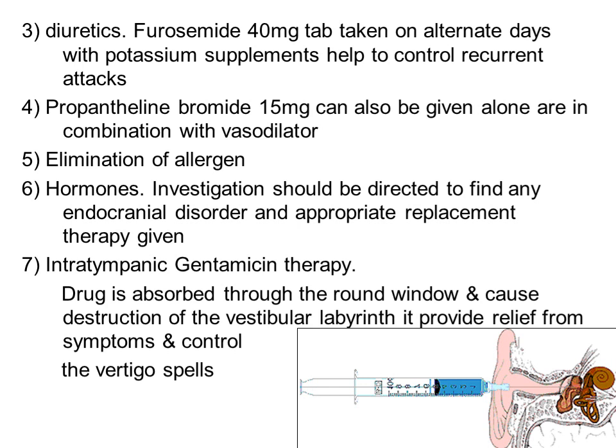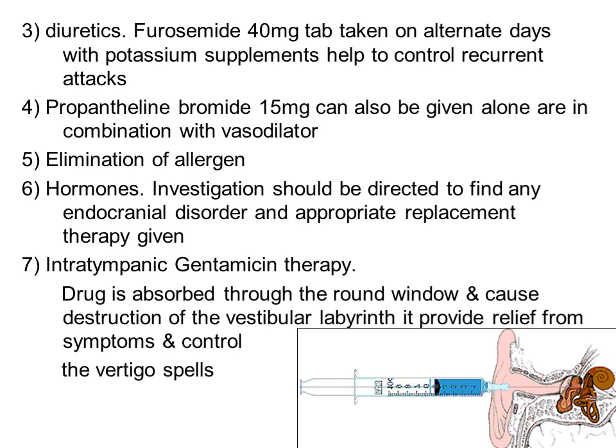So what we do is we puncture the tympanic membrane by doing a myringotomy, or with a needle you just anesthetize the external auditory canal and puncture the tympanic membrane, and inject some amount of gentamicin into the middle ear. Now the gentamicin in the middle ear will be absorbed through the round window and it will cause ototoxicity.